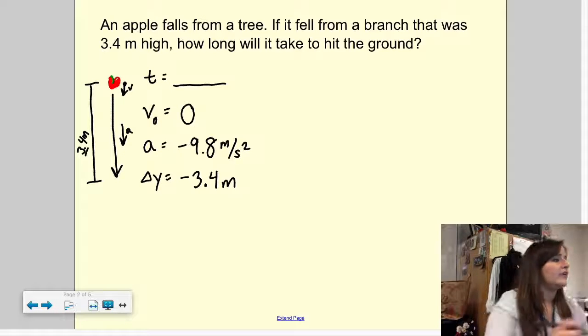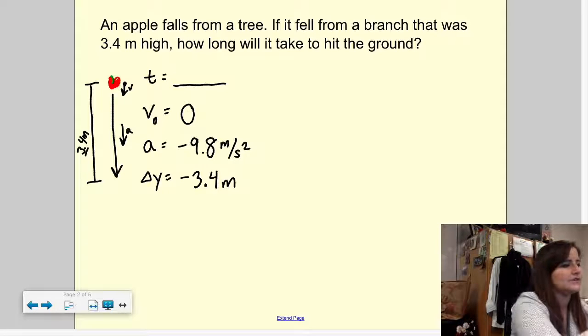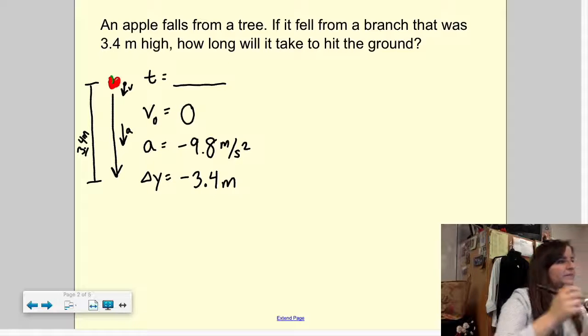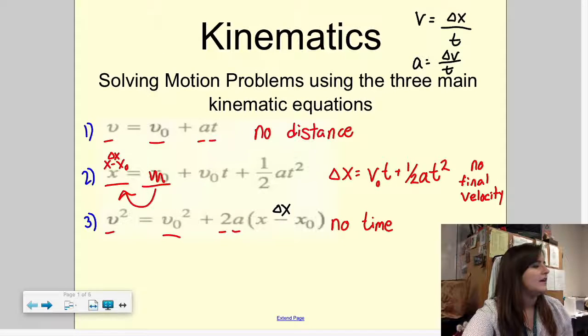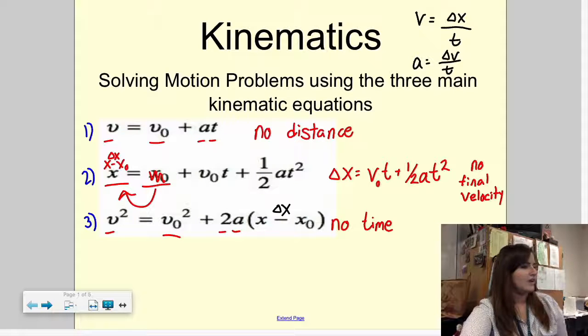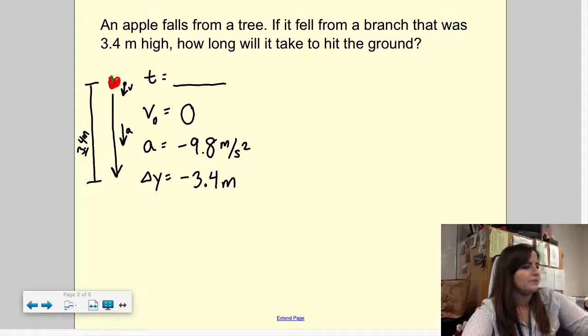We know we want to know time. We know our initial velocity. We know our acceleration. And we know our change in position. So let's look at our equations. Okay, I thought I had the equations right here. Apparently not. Let's go back and look at them. If we look at our equations, the one that has distance, initial velocity, acceleration, and time, it's going to be our second equation.